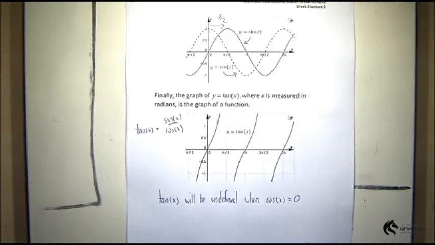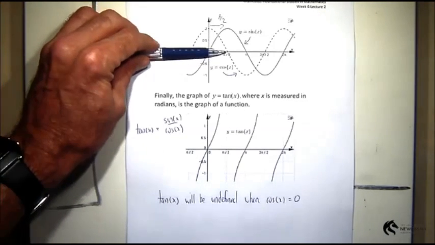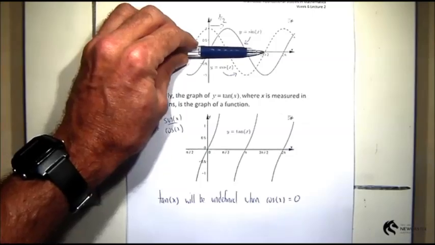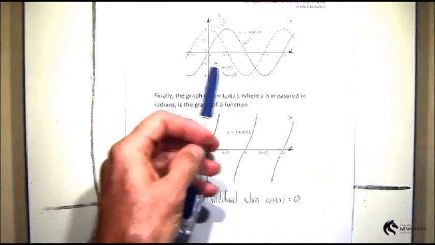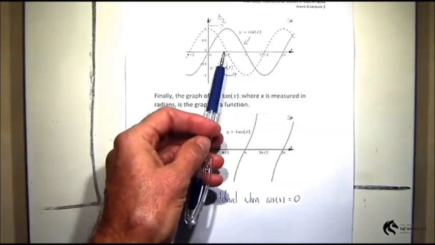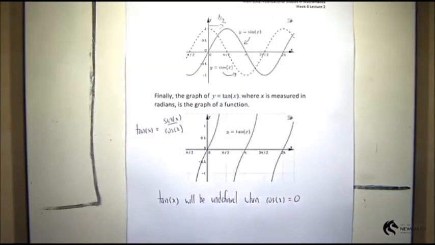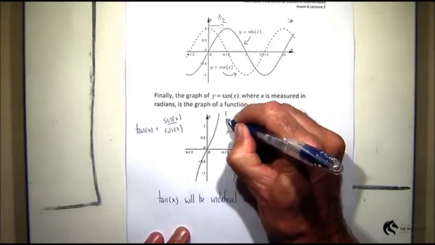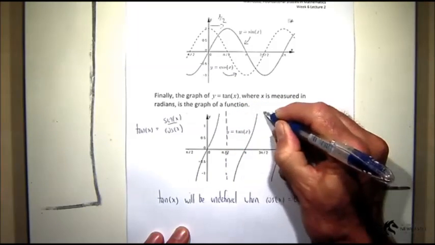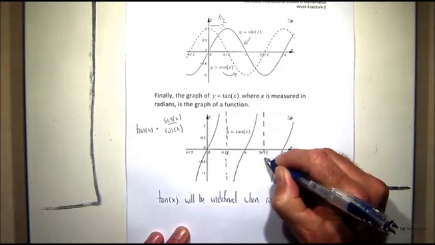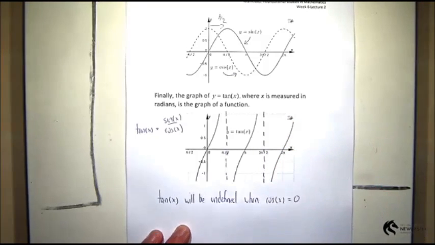If you have a look at the cos graph, you can see that it's 0 at pi on 2, 3 pi on 2. The next one will be 5 pi on 2, and so forth. So wherever cos x is 0, tan won't be defined. And so pi on 2, in fact, will be a vertical asymptote for the tan graph, as will be 3 pi on 2. So we have vertical asymptotes in the graph of tan x.